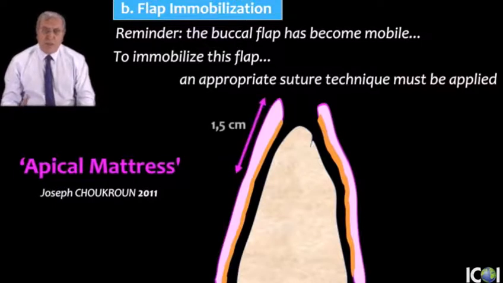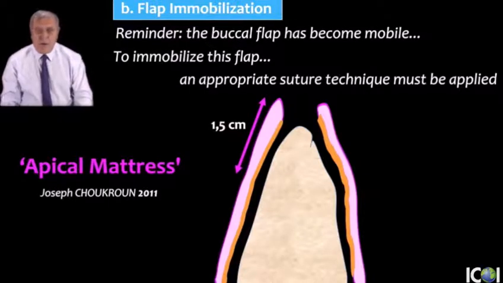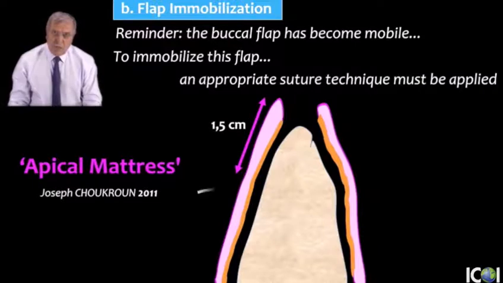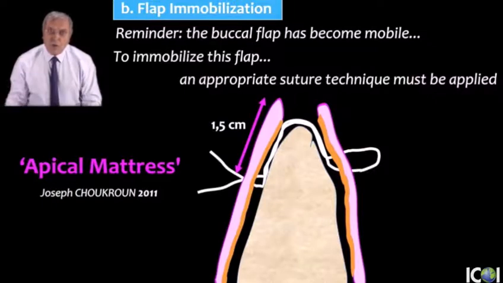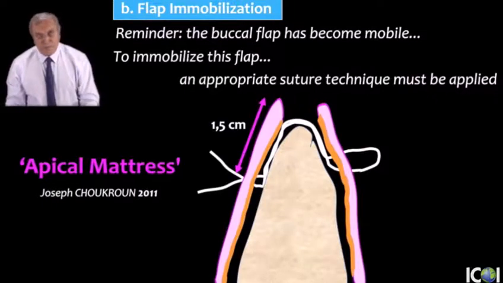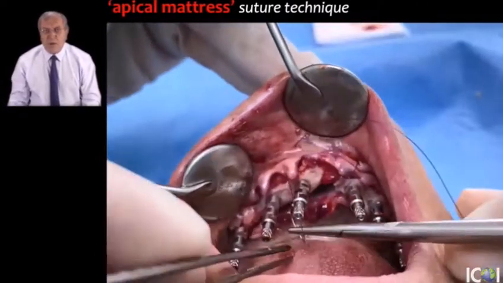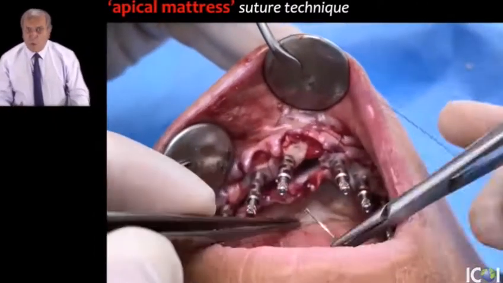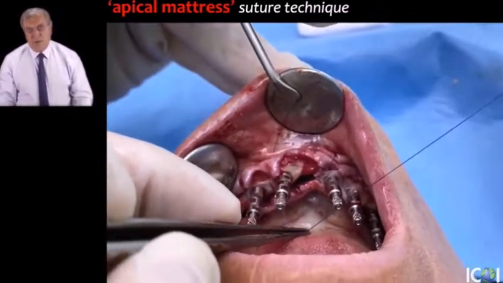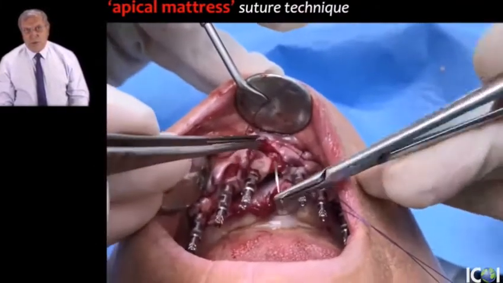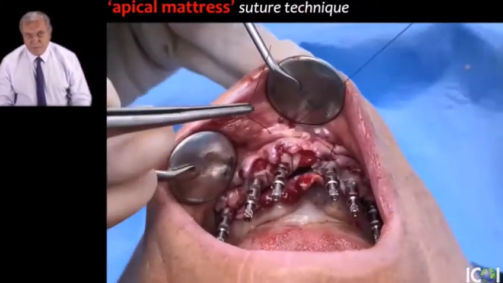The apical mattress is a horizontal mattress, but very deep. This is why it's apical. At least 1.5 centimeters from the margins. And then when we close, we are sure that the full flap in the buccal zone will be fully stabilized. This is the apical mattress. We go deep into the vestibule. We do the mattress, classic, horizontal, but deep into the vestibule. And this is how we should stabilize the buccal flap.